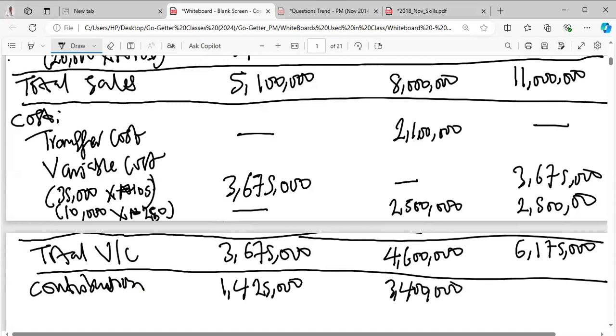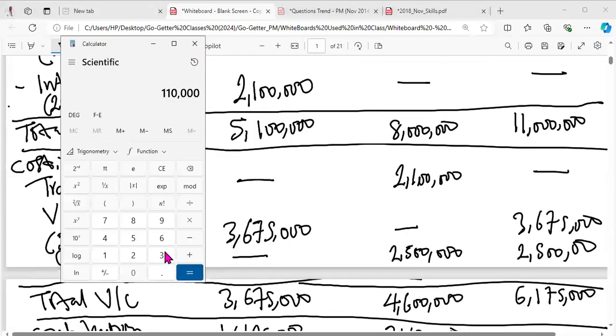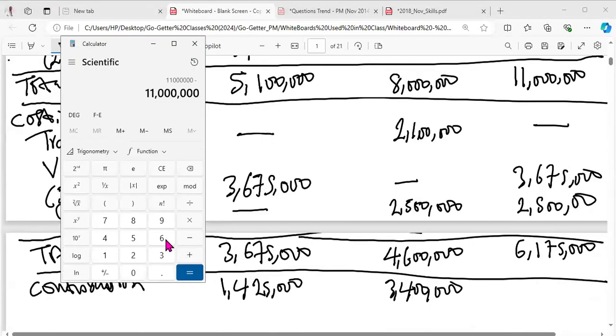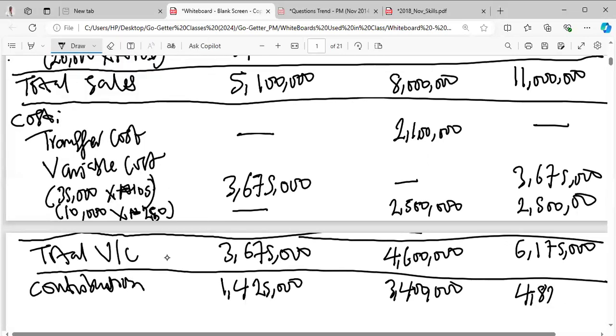So what will happen to the contribution of the group? Group here is 11 million minus 6,175,000. That will give us 4,825,000. And I said before, the contribution of the selling and the buying division must give you that of the group, because the transfer, internal sales and internal cost has cancelled out.